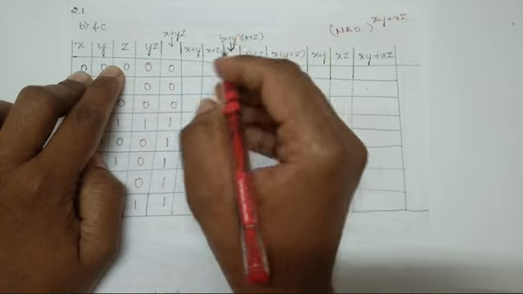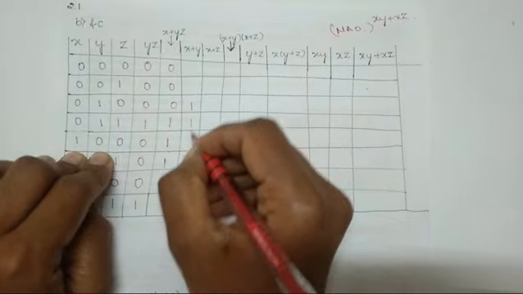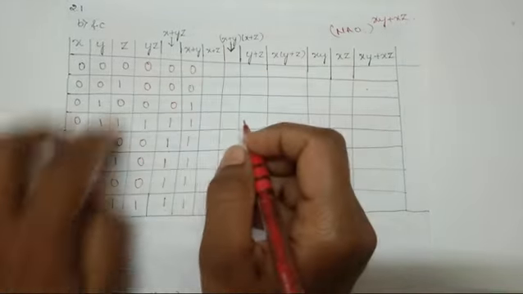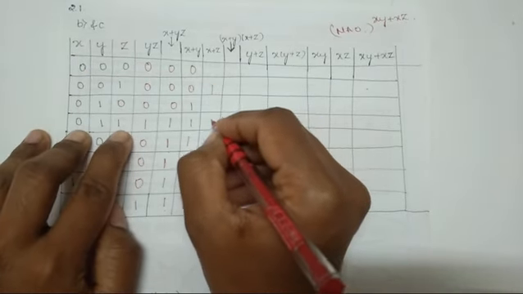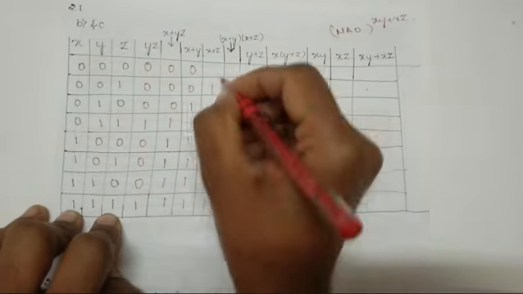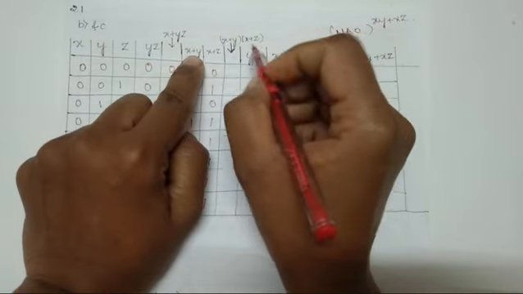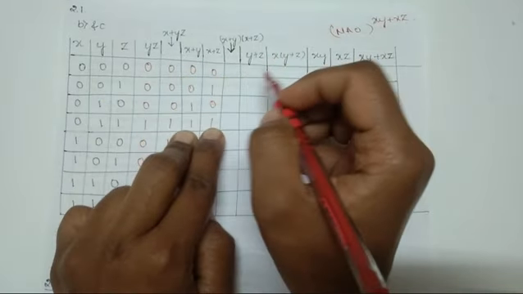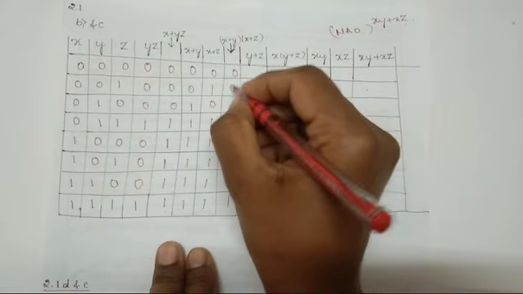Next, x plus y. If at least one input is 1, the output will be 1. No, 1. Okay, the rest zeros. X plus z: 1, 1, 1, 1, 1, 1. The rest must be filled with zeros. X plus y, that is this one, into x plus z, this one. So look for all the ones. No, no, no. Ones, 1, 1, 1, 1. Okay. The rest must be filled with zeros.